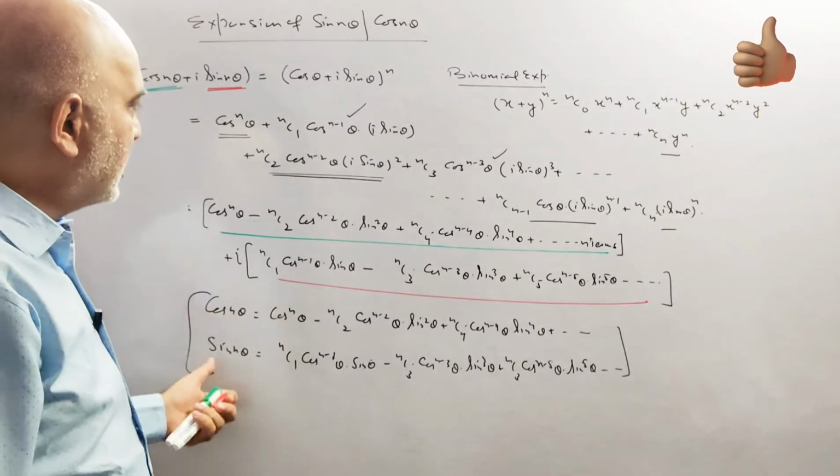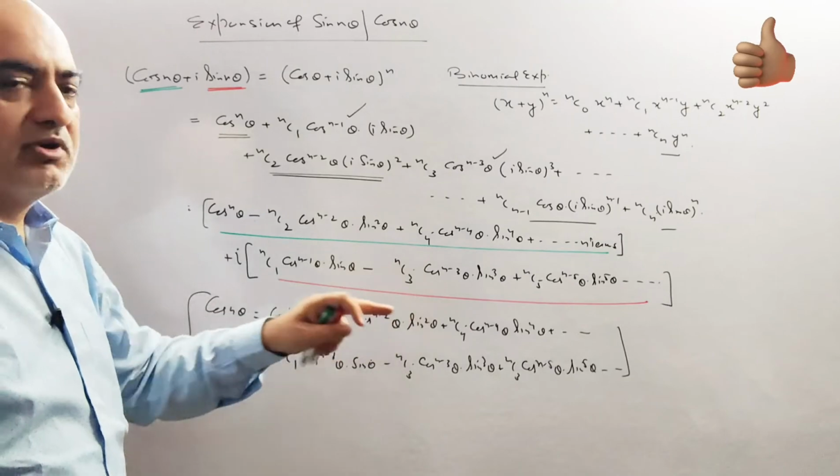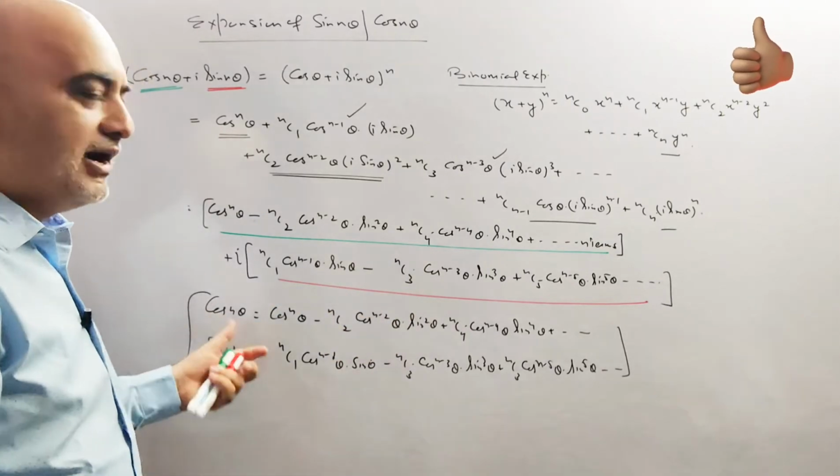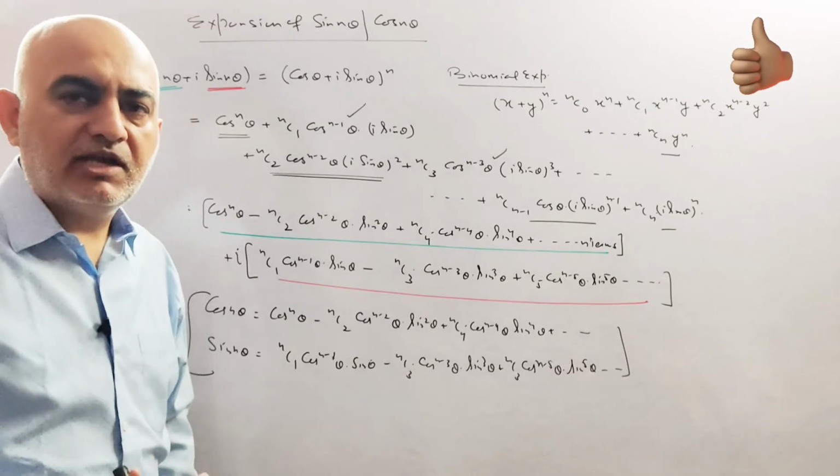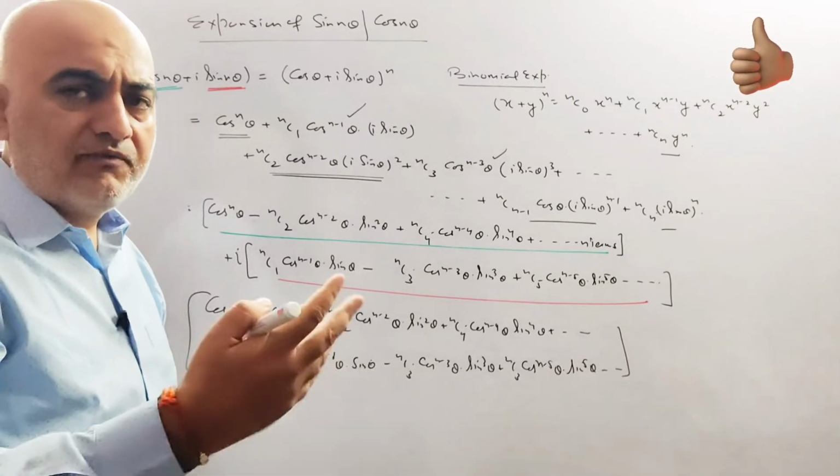So in such questions, what will you do? You will use this process, and then we can find the expansions of those which are in the form of cos of n theta and sin of n theta with the help of De Moivre's theorem.